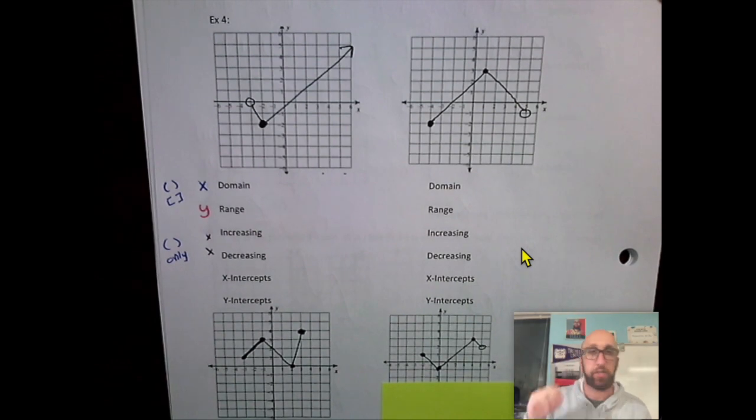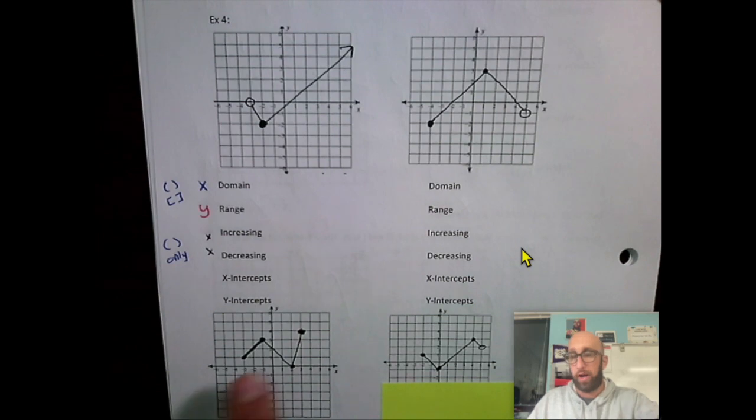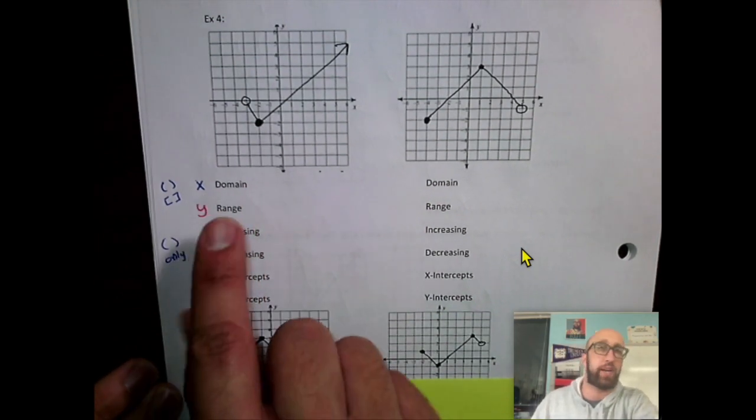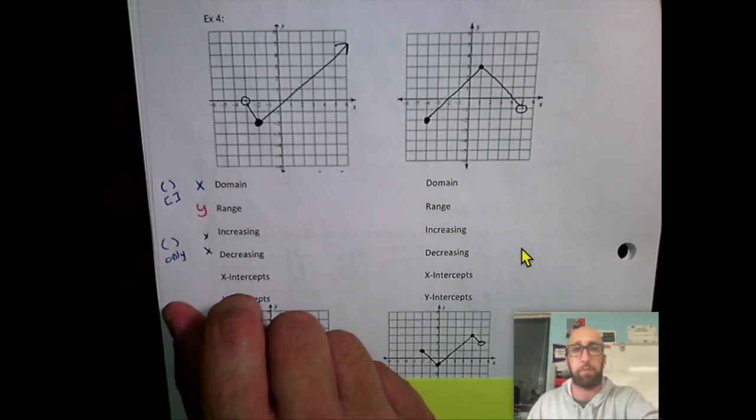Domain, range, increasing, decreasing, x and y intercepts. We're doing it all. It can be very overwhelming. Take it slow, use Post-its. You'll navigate these just fine. So what I do is when I do these problems, sometimes I write a few reminders off to the side for me so I know what's going on.